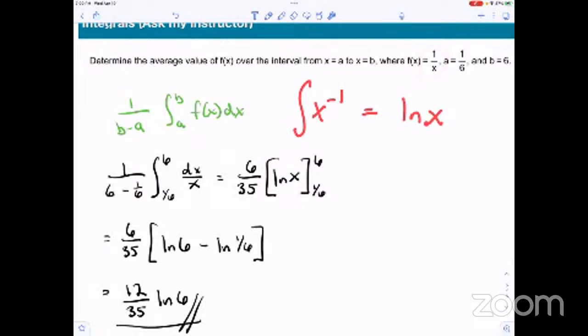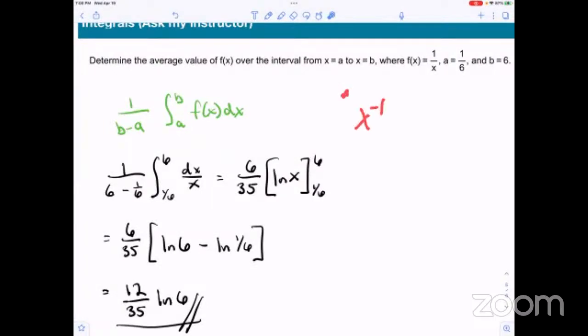As long as the power is anything other than -1, you can add 1 to the power and divide by the new power. But if that power is -1, when you take the integral, that's going to give us the natural log of x. So that's where this log x came from. Also, where did you get the 12/35 from?